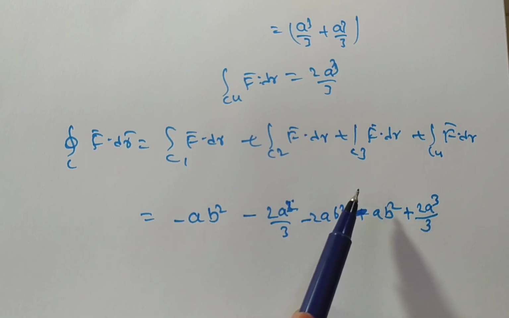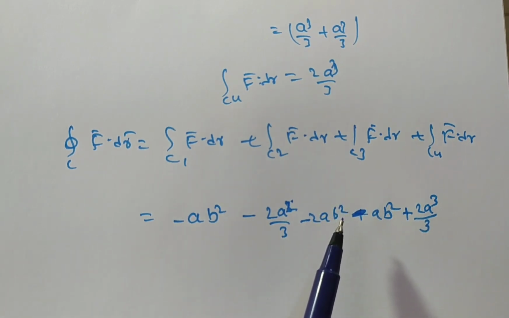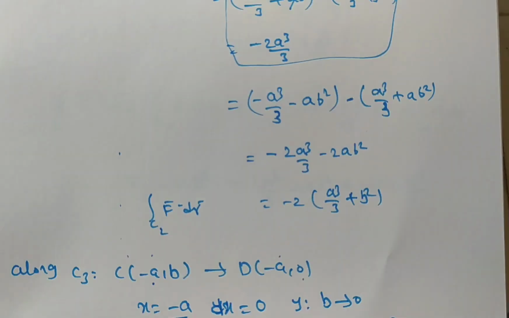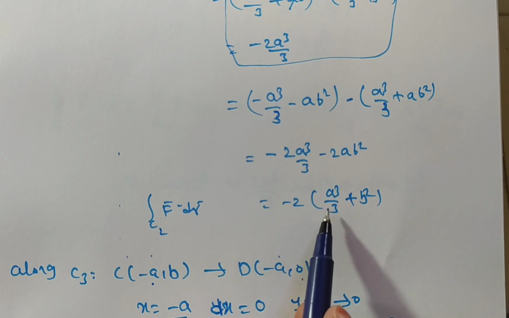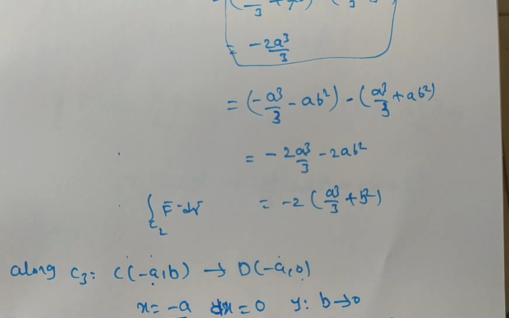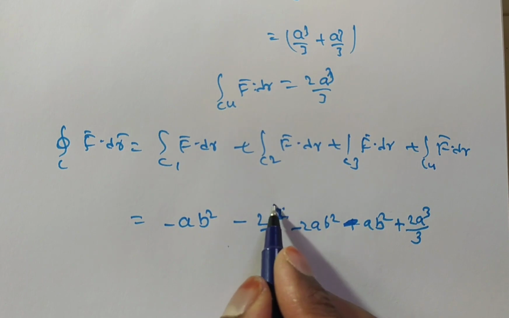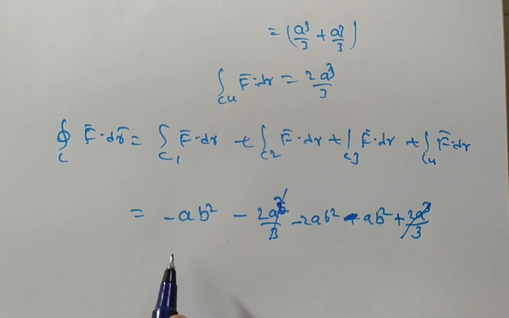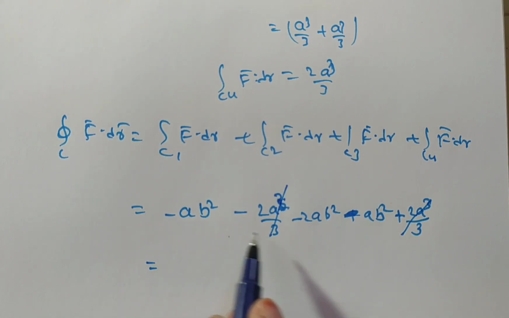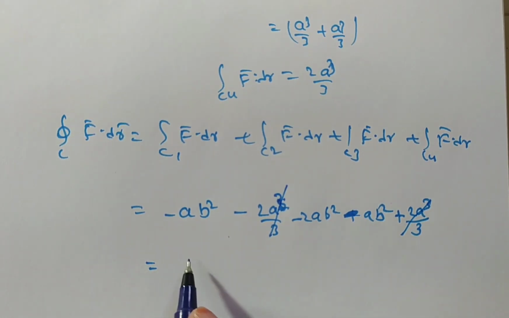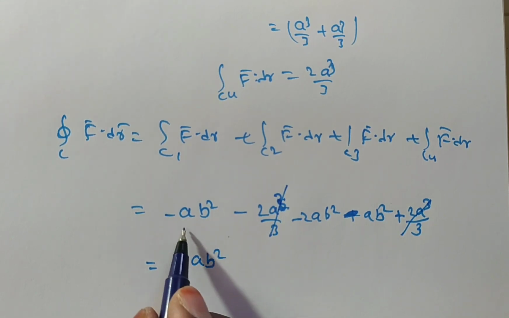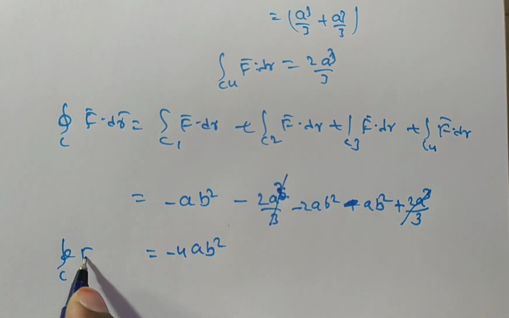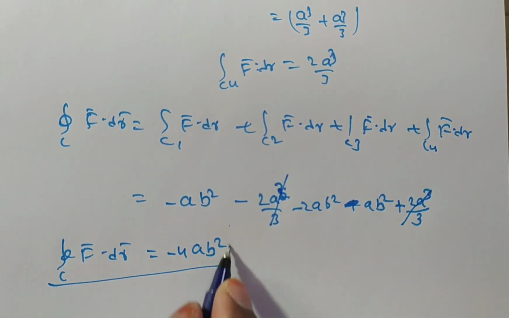Now, one moment please, let me check along C2. Along C2 we have minus 2 times a cube by 3 plus b square. I had written a square, so this is a cube. Now you see minus 2a cube by 3 plus 2a cube by 3 gets cancelled. Then the remaining terms are minus ab square, minus 2ab square, minus ab square. All have ab square: minus 1, minus 2, minus 1, nothing but minus 4. So the integral over C of f dot dr is equal to minus 4ab square.